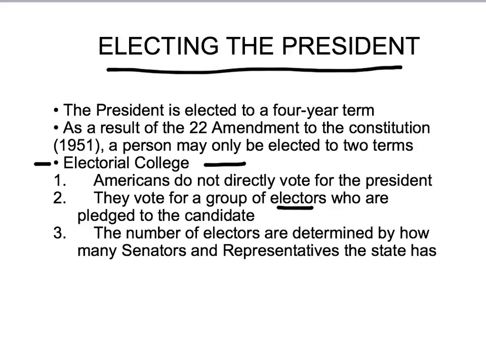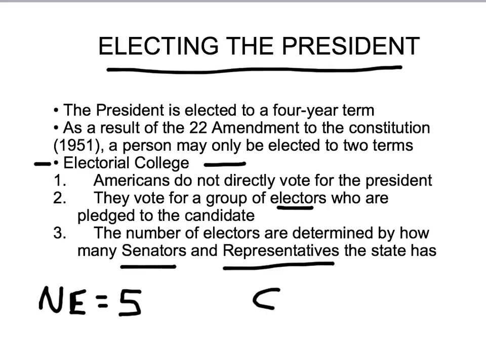Okay? And the number of electors are determined by the number of senators and House of Representative members the state has. So Nebraska has 3 House of Representative members and 2 senators, because every state has 2. So Nebraska gets 5 votes for president at the Electoral College. 5 votes. California has 53 House of Representative members and 2 senators. So California gets 55 votes for president.